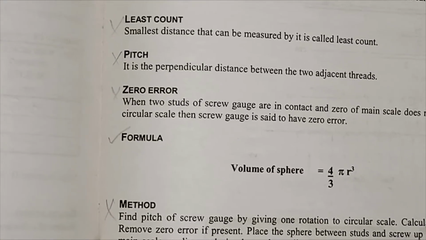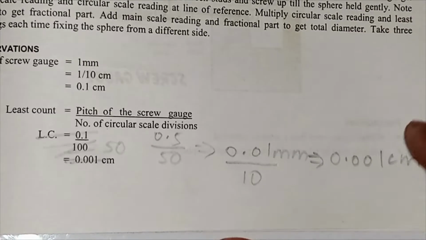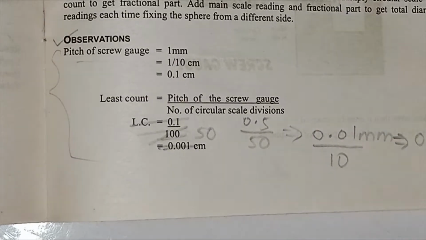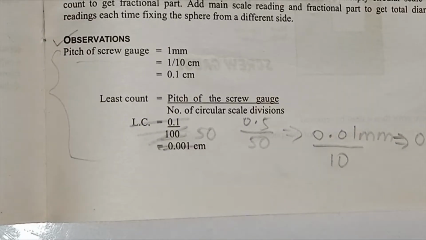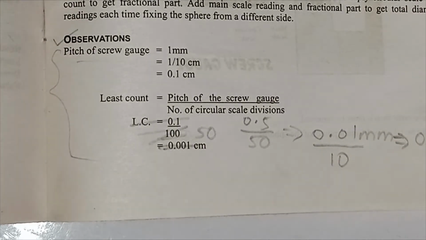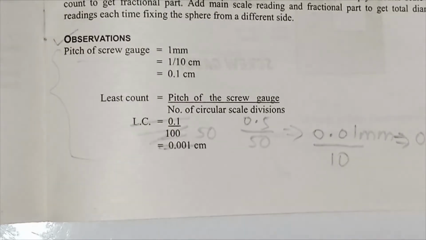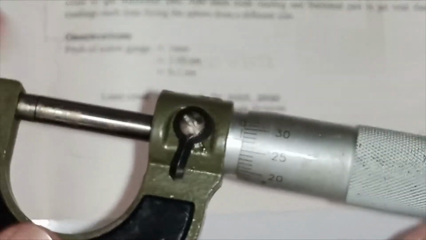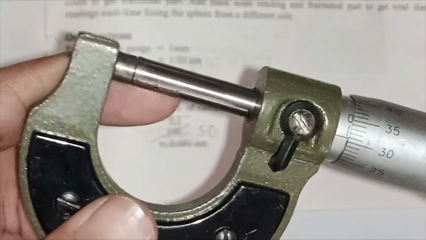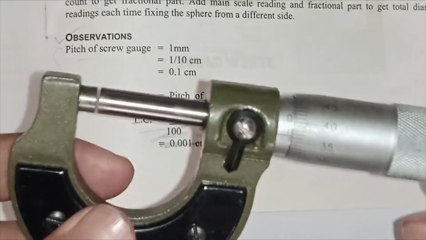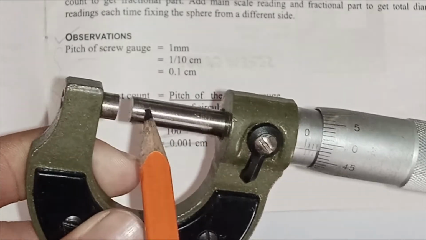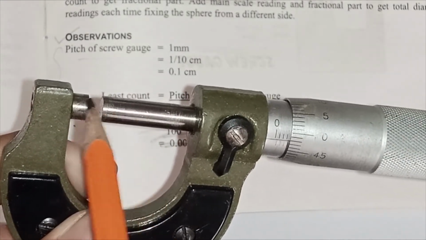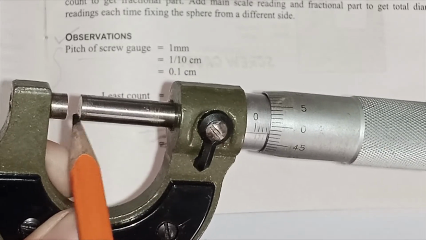So let's move ahead and fill the table. For filling the table we have to take some basic observations and understand some basic things. Here is the pitch of the screw. I know we have understood pitch, but we have to take it mathematically, so we have to understand it with the apparatus. Before taking observations, we will learn the names of the parts of the apparatus. This is the stud. These two things are called studs.